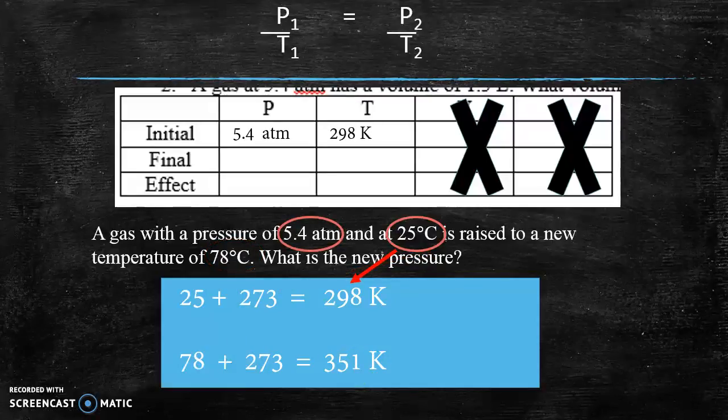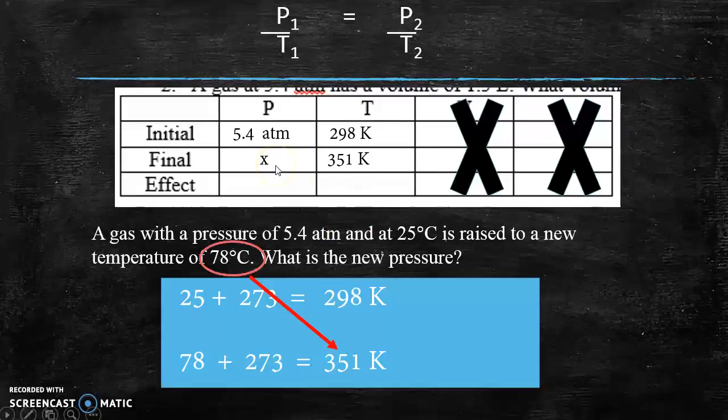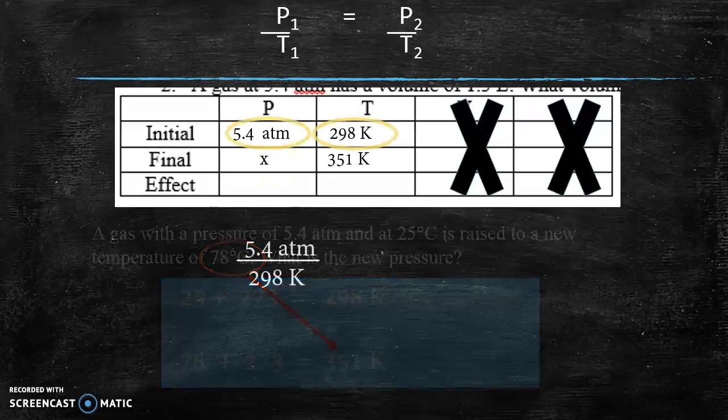Okay, so now, figuring out our initial. From the first sentence, a gas with a pressure of 5.4 atmospheres and 25 degrees Celsius, that's our initial pressure and temperature. We'll put our Kelvin temperature in. Now for the final, what it's changed, we changed our temperature to 78 degrees Celsius or 351 Kelvin. And we don't know what the new pressure is. That's what we're solving.